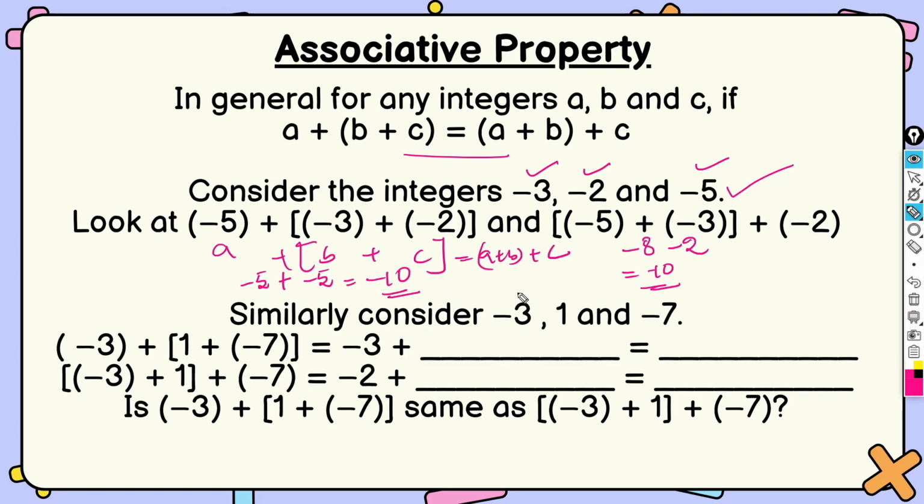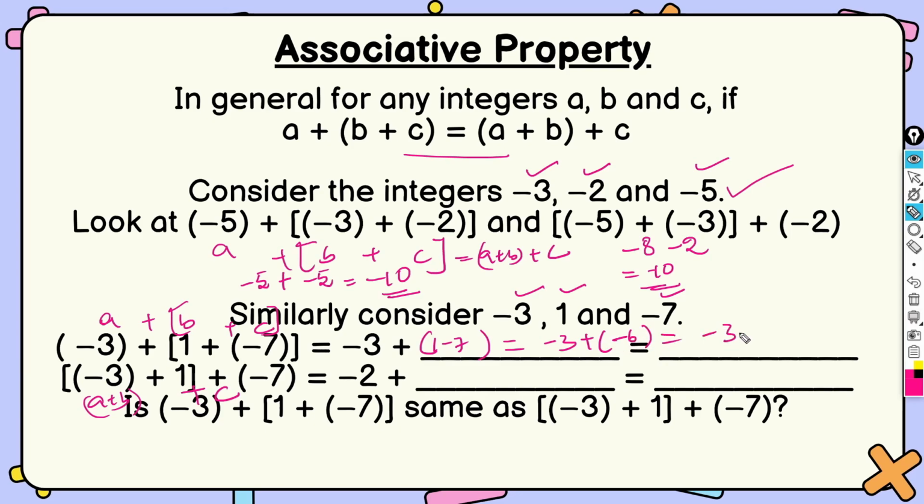Similarly, we will see whether minus 3, 1 and minus 7 also follow the same property and confirm if integers follow the associative property or not. Let minus 3 be a, 1 be b and minus 7 be c. So this is (a plus b) plus c. Now minus 3 plus 1 plus of minus 7 is minus 3 plus (1 minus 7), which is minus 3 plus minus 6.